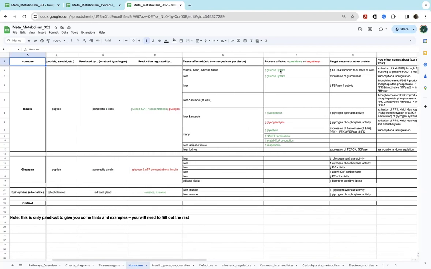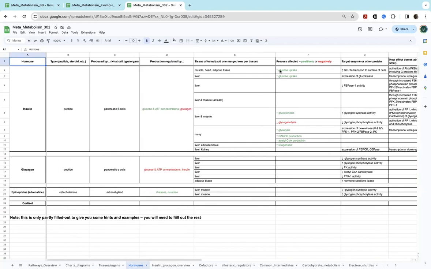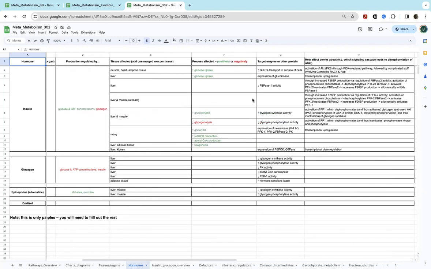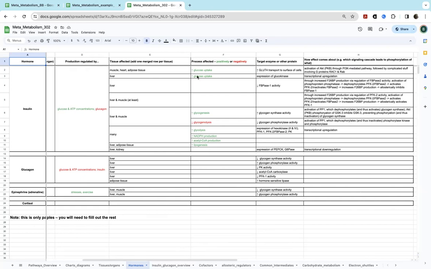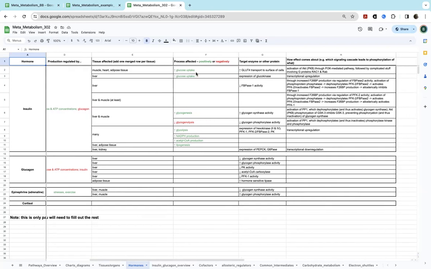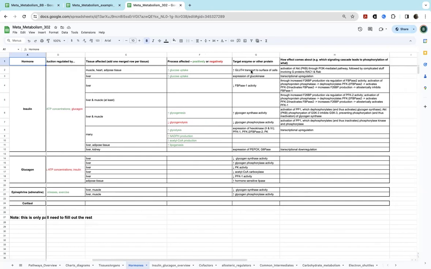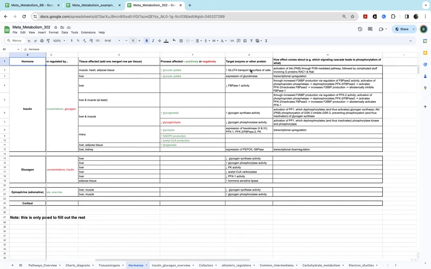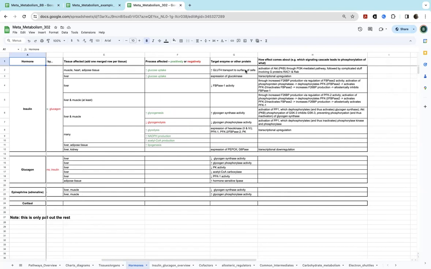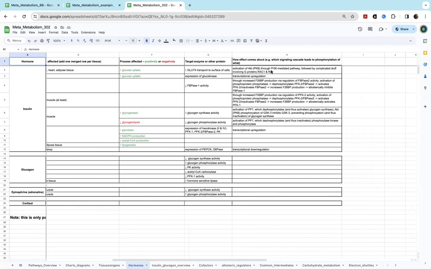So if we say, okay, our insulin is a peptide hormone, produced by our pancreatic beta cells. You make more of it when you have high glucose and ATP concentrations, and less of it when you have glucagon. One of the things that it does is increase glucose uptake by increasing the transport of GLUT4 to the surface of the cells. And where does that happen? It happens in the cells that have GLUT4, so that would be your muscle, heart, and adipose tissue. And how does that come about?